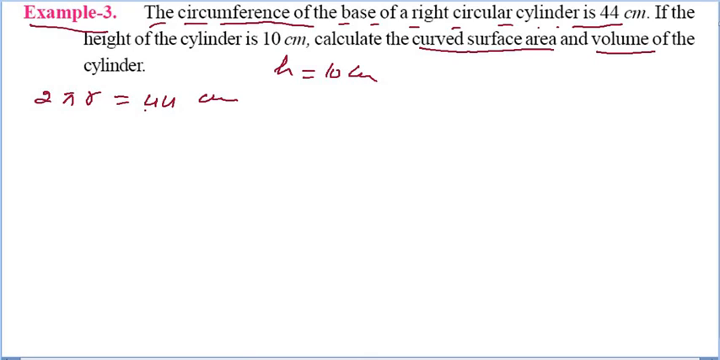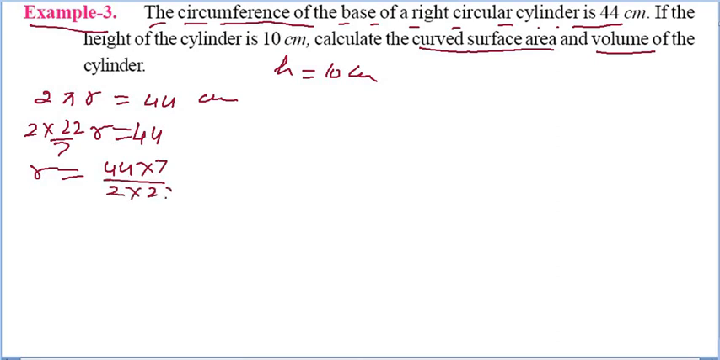Now first of all we want to know the radius. So 2 into pi, which is 22 upon 7, into r, is 44. So r becomes 44 into 7 divided by 2 into 22. So 22 and this one cancel out. So we get r is equal to 7 centimeter.